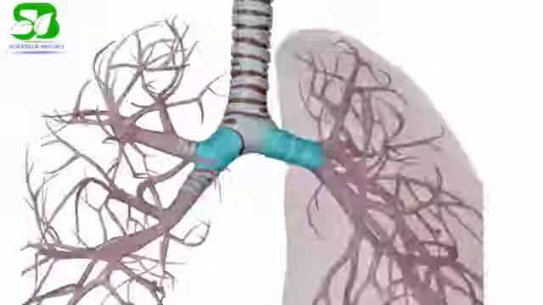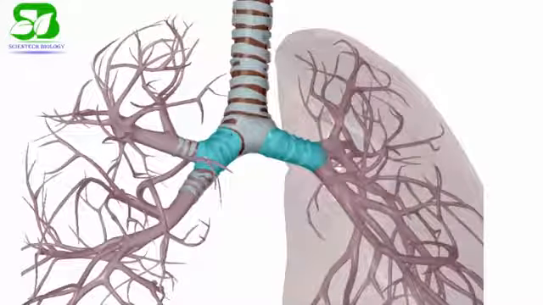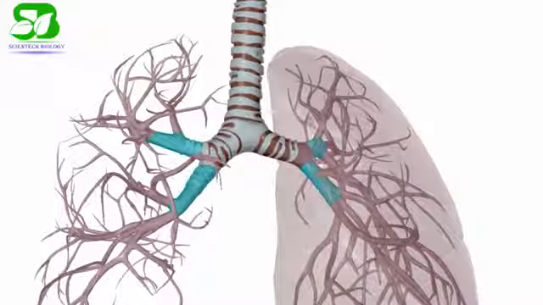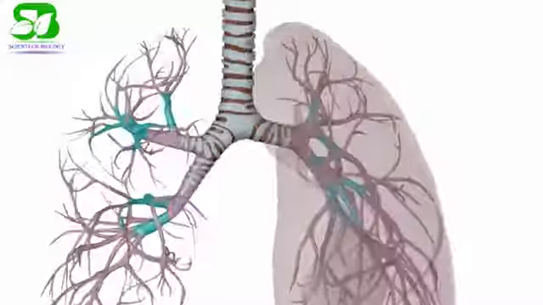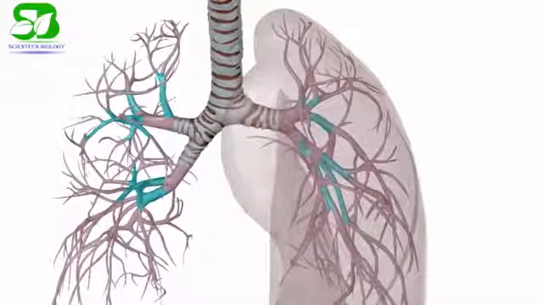The bronchi are the air passages into the lung that begin at the end of the trachea. There are 2 bronchi, one for each lung. The bronchi divide and redivide to form bronchioles.